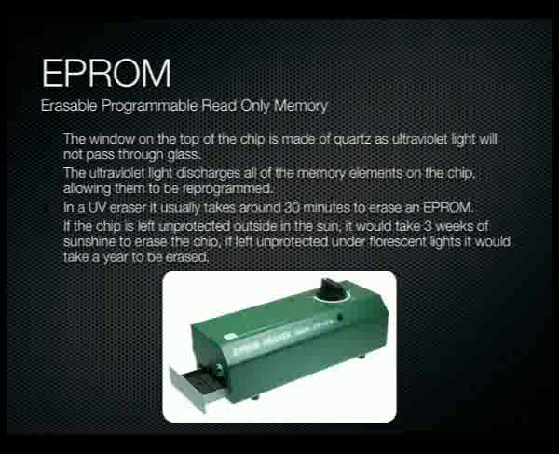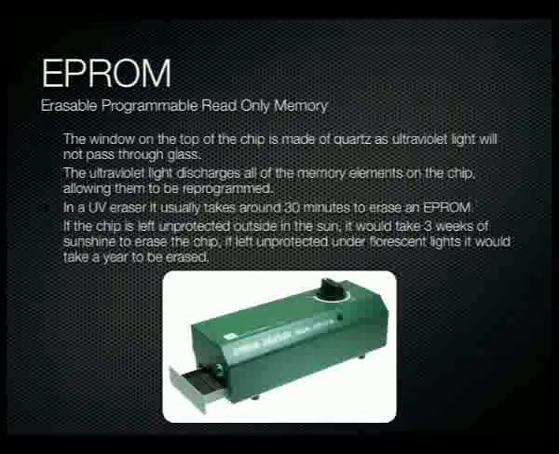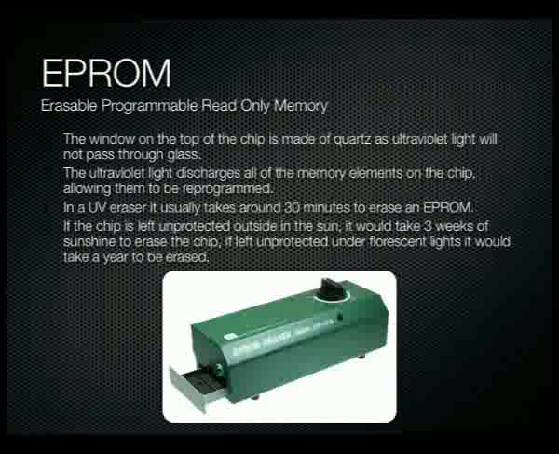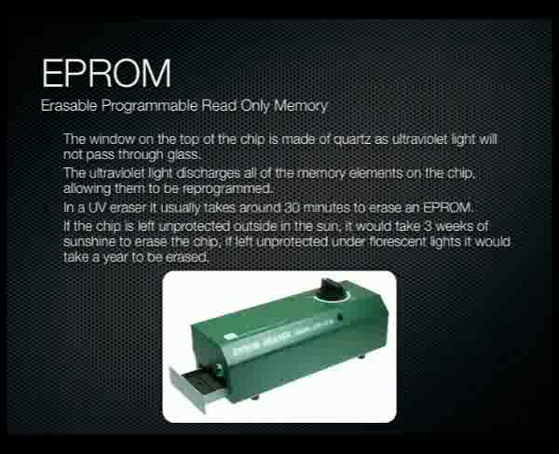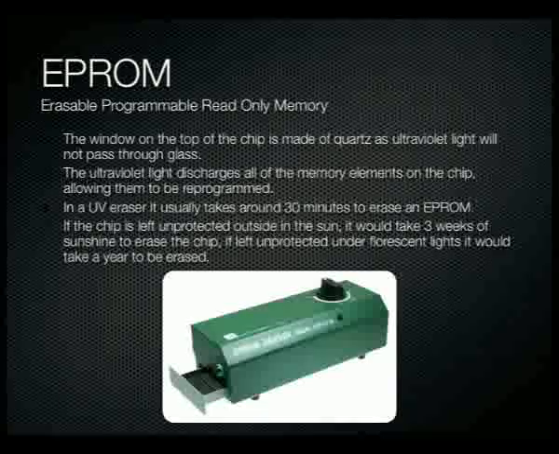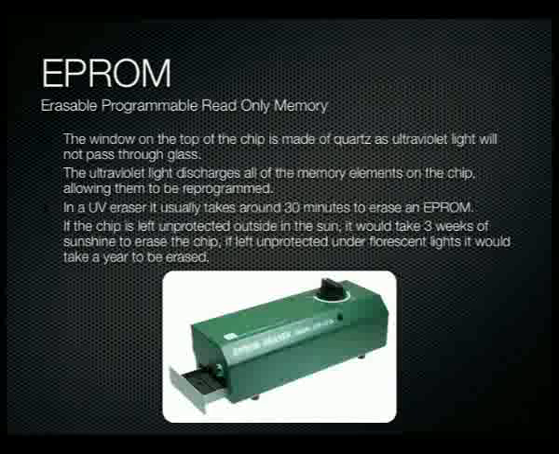So the ultraviolet light discharges all of the memory elements on the chip, allowing them to be reprogrammed, and with an ultraviolet eraser, which I've shown on the bottom there, it usually takes around 30 minutes to erase an EPROM chip. If you left that chip out unprotected in the sun, it would take 3 weeks of sunshine to erase it. If you left it unprotected under fluorescent lights, it would take about a year to be erased. So generally, as a precaution, when they made EPROMs, they would put a sticker over the quartz window, which would give some protection against it getting accidentally erased.